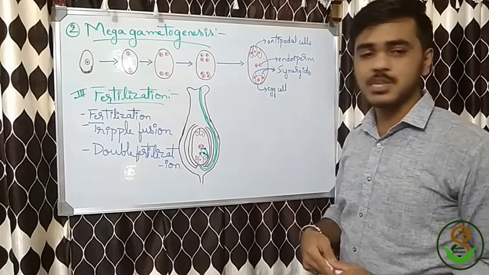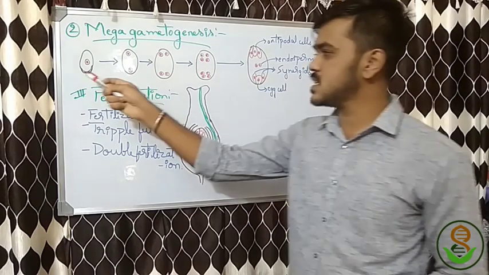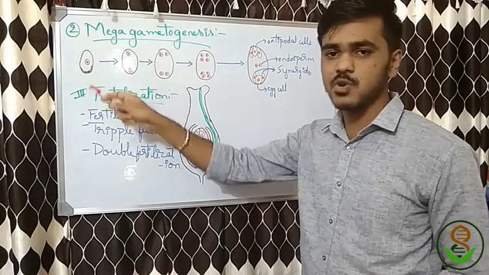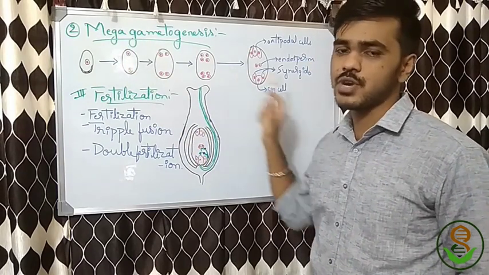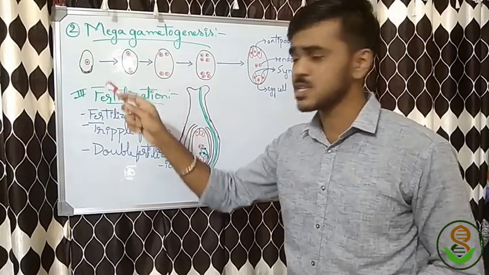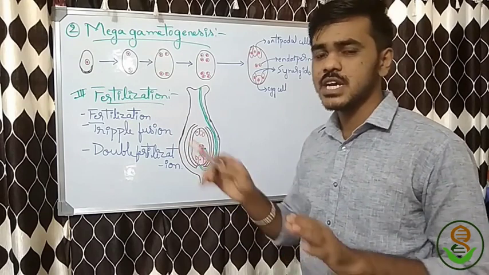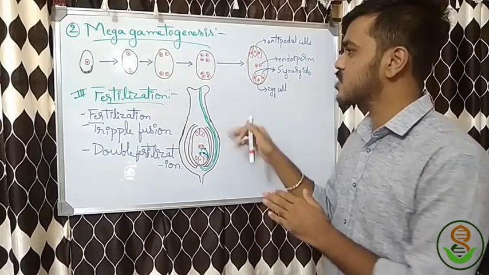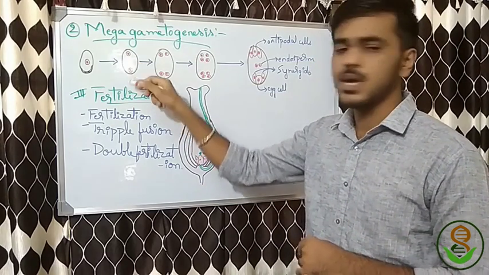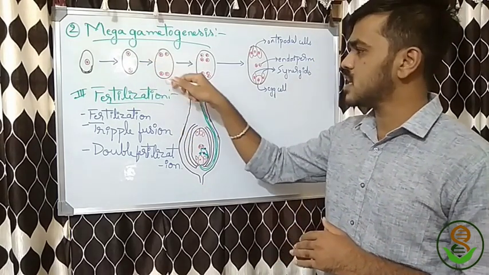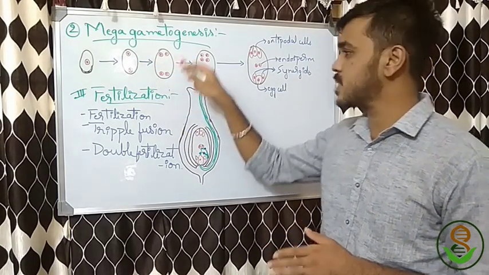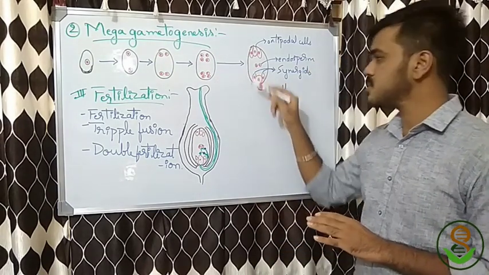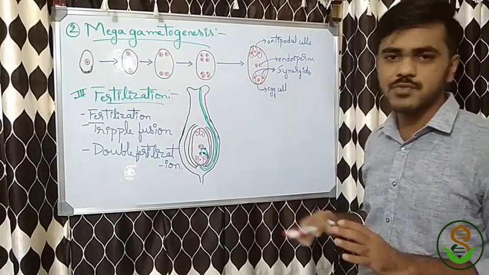Okay friends, let's continue with the megagametogenesis. This is the end product of the megasporogenesis, the surviving megaspore, and it continues to develop into a gamete. First, only karyogamy takes place. It undergoes division and converts into an 8 nuclei state. First, it converts into 2 nuclei. They move to opposite poles, and then again the division takes place, and finally they form an 8 nuclear stage, and thereafter the cell formation will take place.